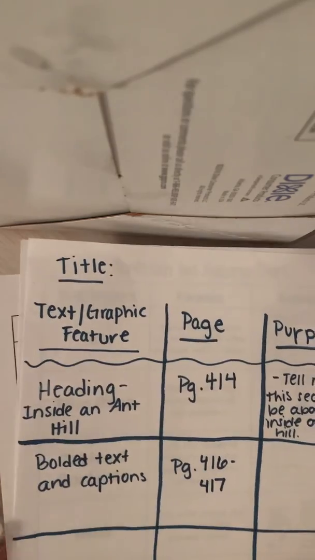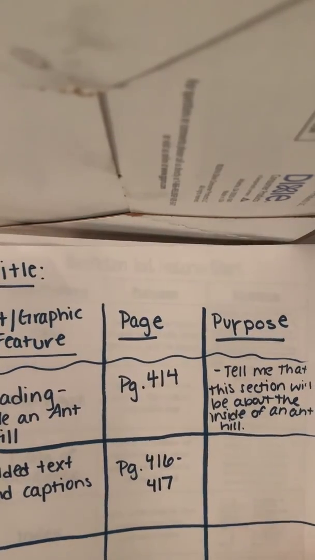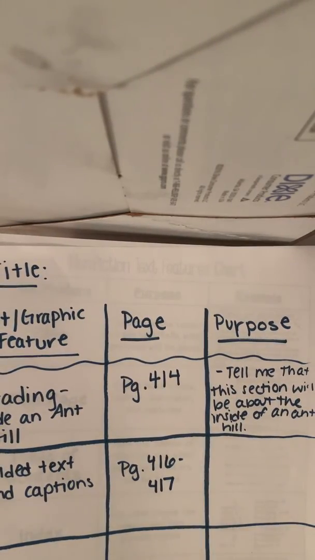Now I want you to pause the video and try to determine the purpose of my bolded words and my captions on page 416 through 417. One of the key questions to ask yourself is, what does the author want me to learn about in these two pages? So pause the video and fill in the purpose column, then play the video when you're ready to check your answer.